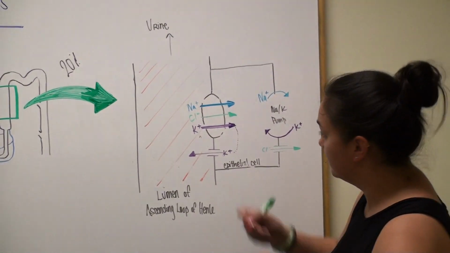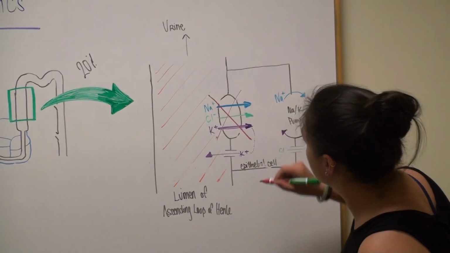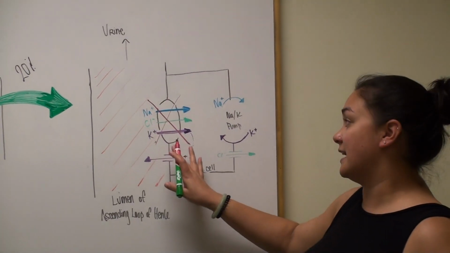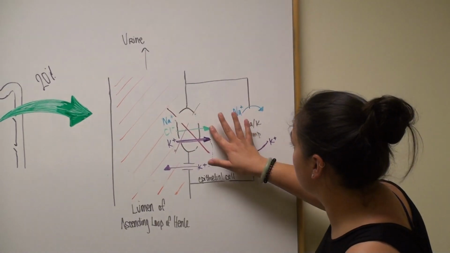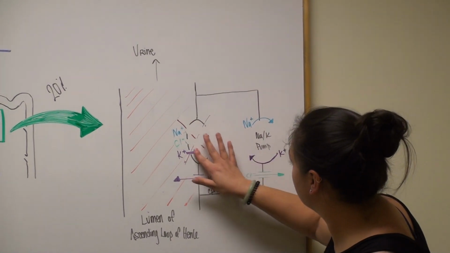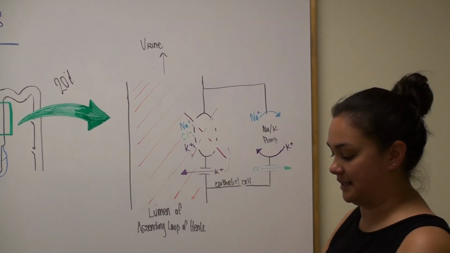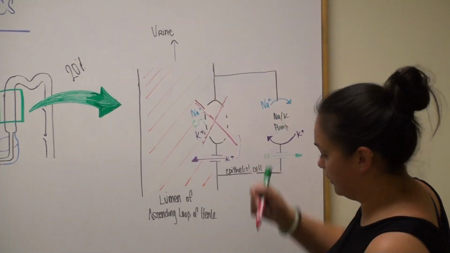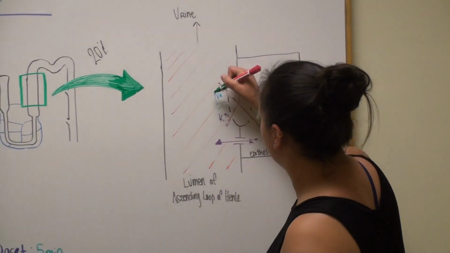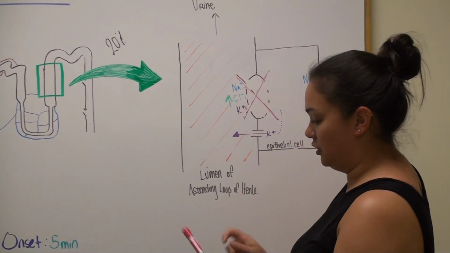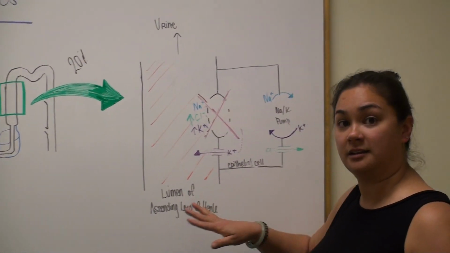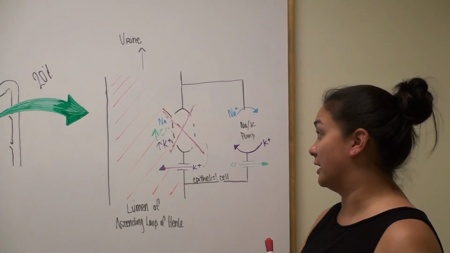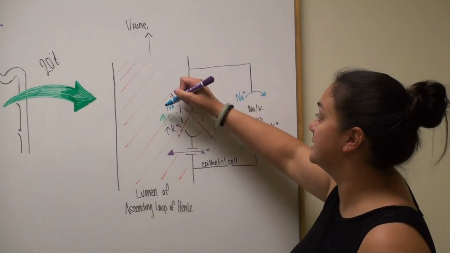With a loop diuretic such as Lasix, you are actually inhibiting the action of this transporter. So you are going to keep sodium, chloride, and potassium in the urine, and you will have accumulating levels of those, which will then cause water to follow, and so you will excrete more water in your urine because you are retaining those ions in your urine.